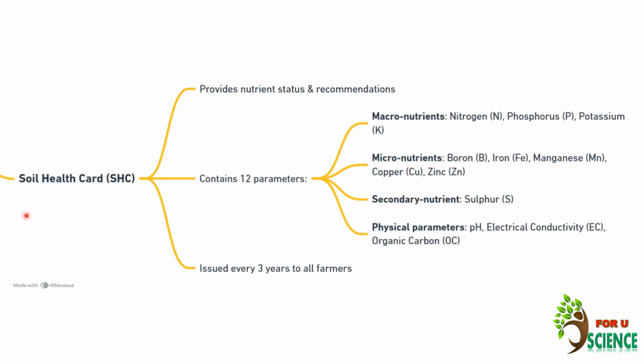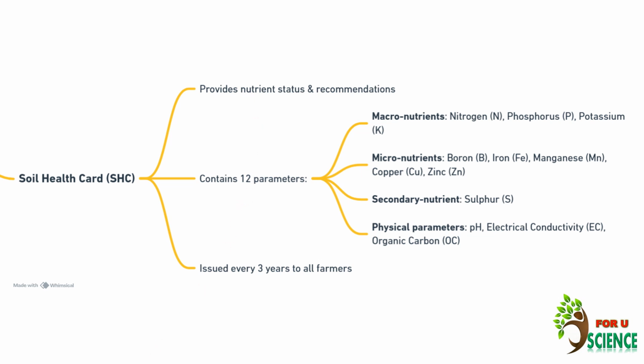Now, what does this soil health card basically mean? It is basically a report card which provides information about various nutrients available in the soil, and it also recommends which nutrients, in what quantity, we can use to get a better yield.